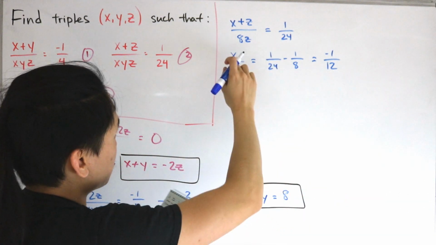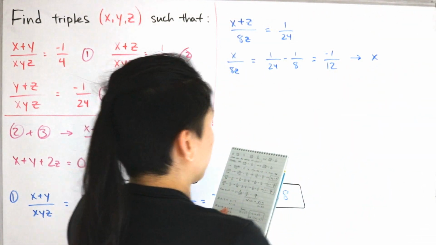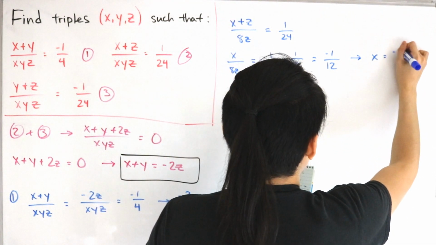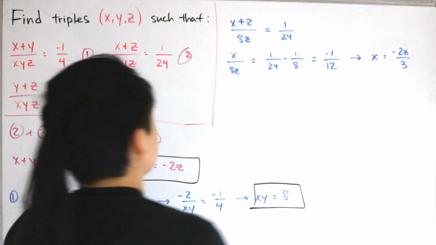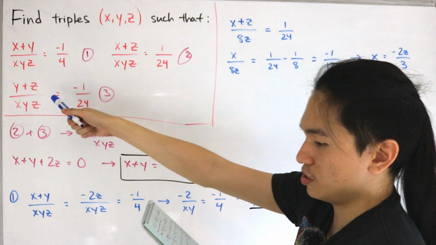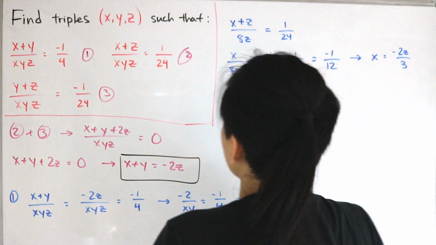Then what we can do is solve for x. And simply enough, if we do that, x is simply going to equal negative 2z divided by 3. Okay, so now let's move back to y plus z divided by xyz, equation number 3. So do the same thing.